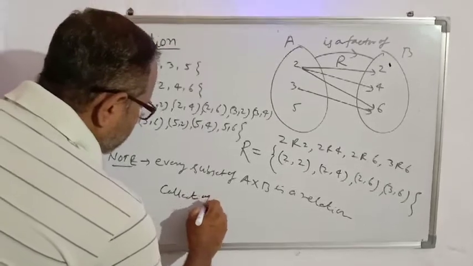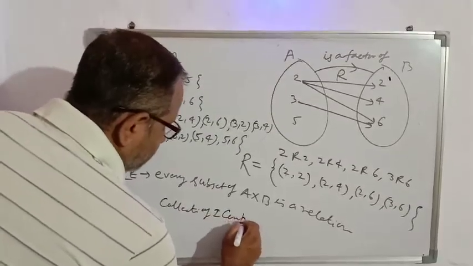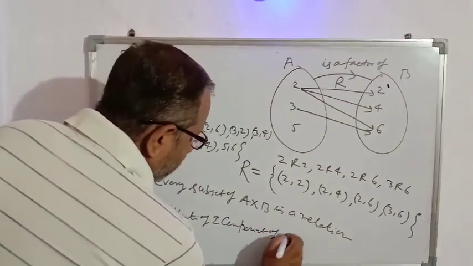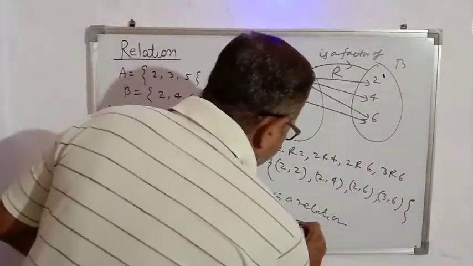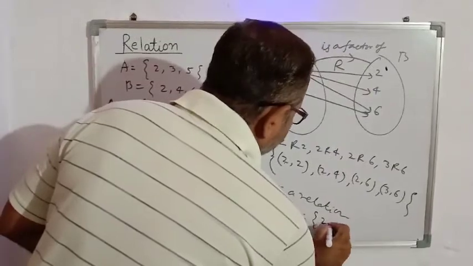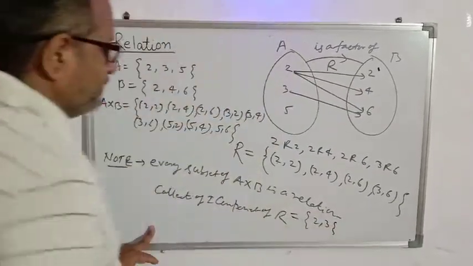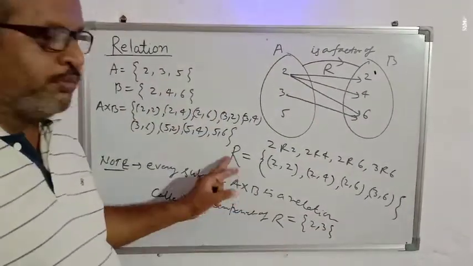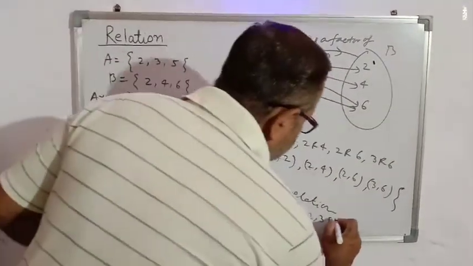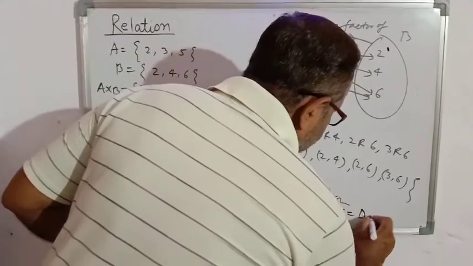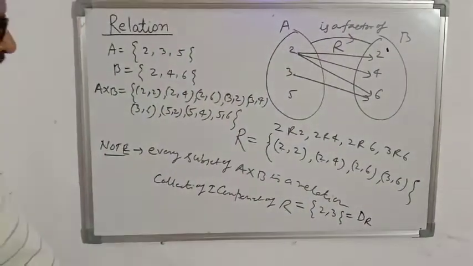Collection of first component of R. Collection of first component of R is what? 2, 3. This is called domain of the relation. DR means domain of the relation.